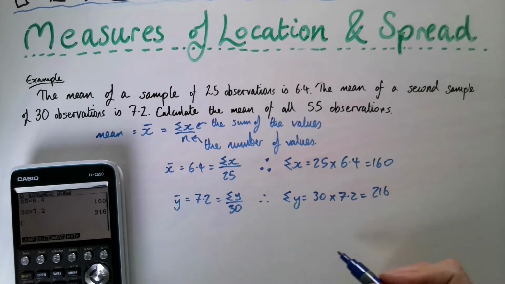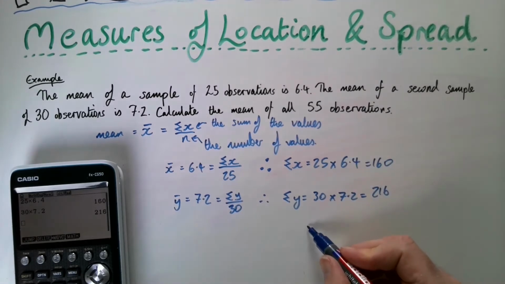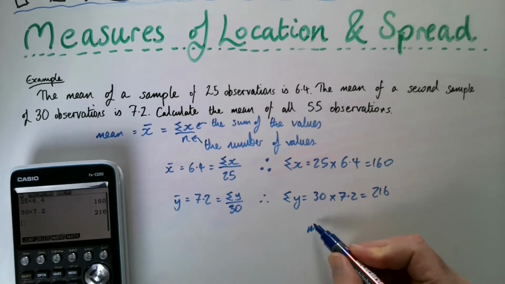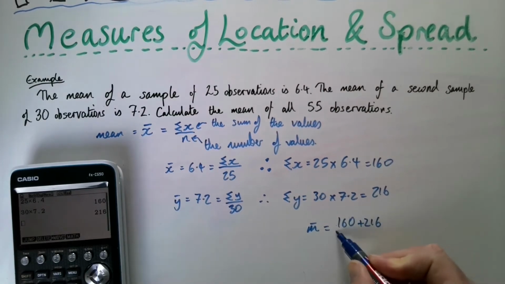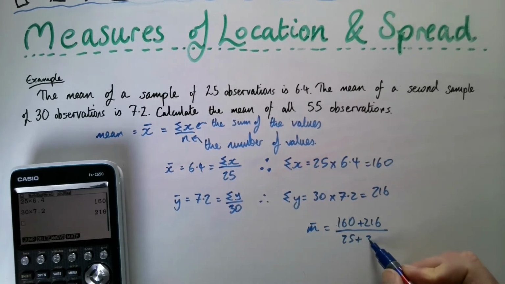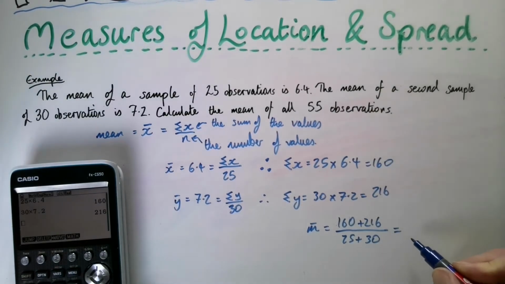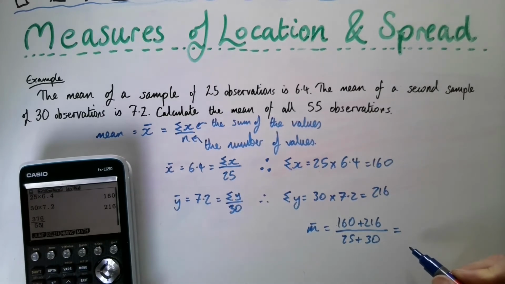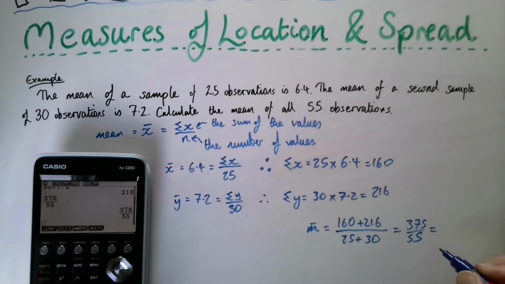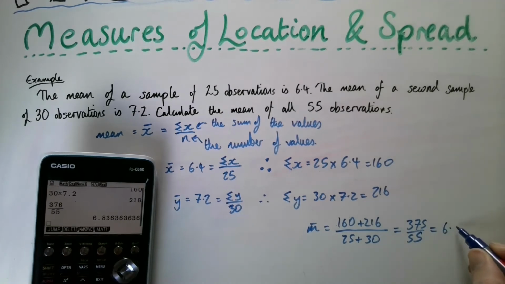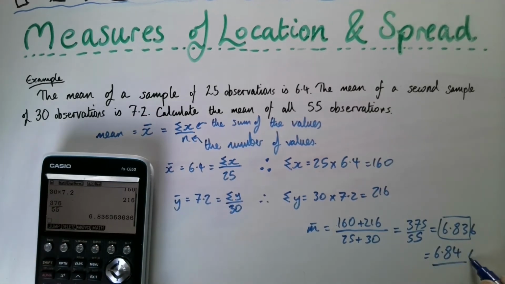So the mean of all 55 observations, what shall we call that? I'm just going to call that m bar, is going to be 160 plus the 216, all divided by the 25 plus the 30, which is 376 over 55, and we should give that as a decimal really to 3 significant figures. So we've got 6.836, and that's recurring, isn't it? So it'll be 6.84 to 3 significant figures.